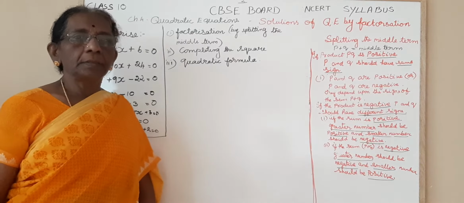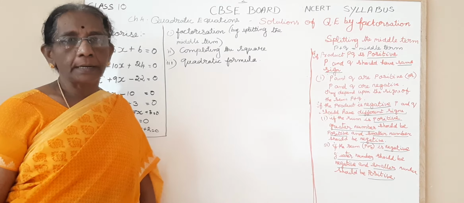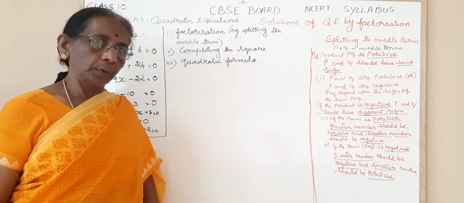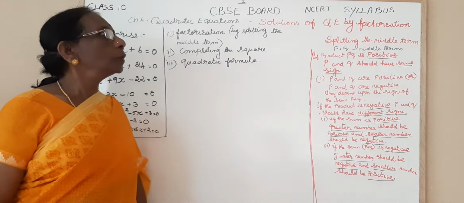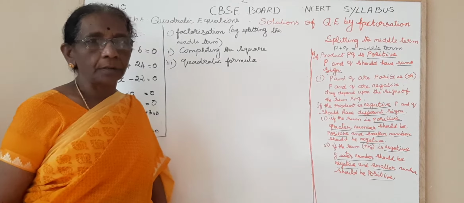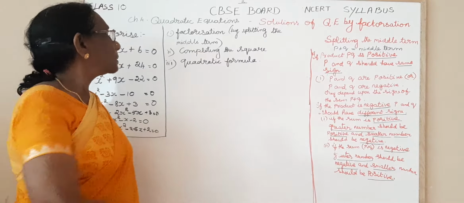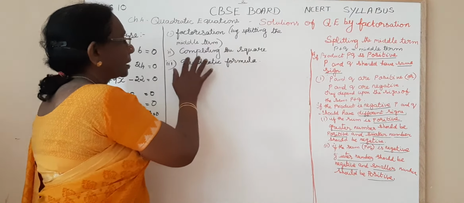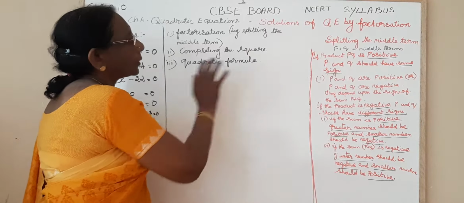Stay safe, stay home. Today we are going to continue the quadratic equation, chapter 4. Today we are going to learn about the solutions of quadratic equation. For finding the solution of a quadratic equation, we use three methods. One is factorization method, completing the square method and quadratic formula.